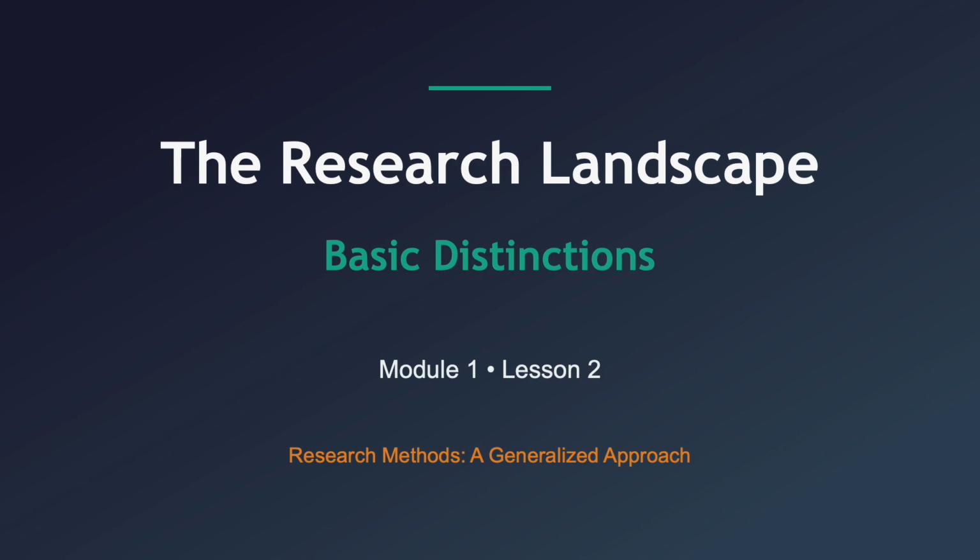Welcome to Module 1, Lesson 2 of our Research Methods course, where we'll explore the research landscape, basic distinctions. In this 10-minute lesson, we're going to map out the fundamental distinctions that shape how we approach research across all disciplines. These distinctions aren't just academic categories, they're practical tools that will help you understand where your own research interests fit within the broader landscape of scholarly inquiry.